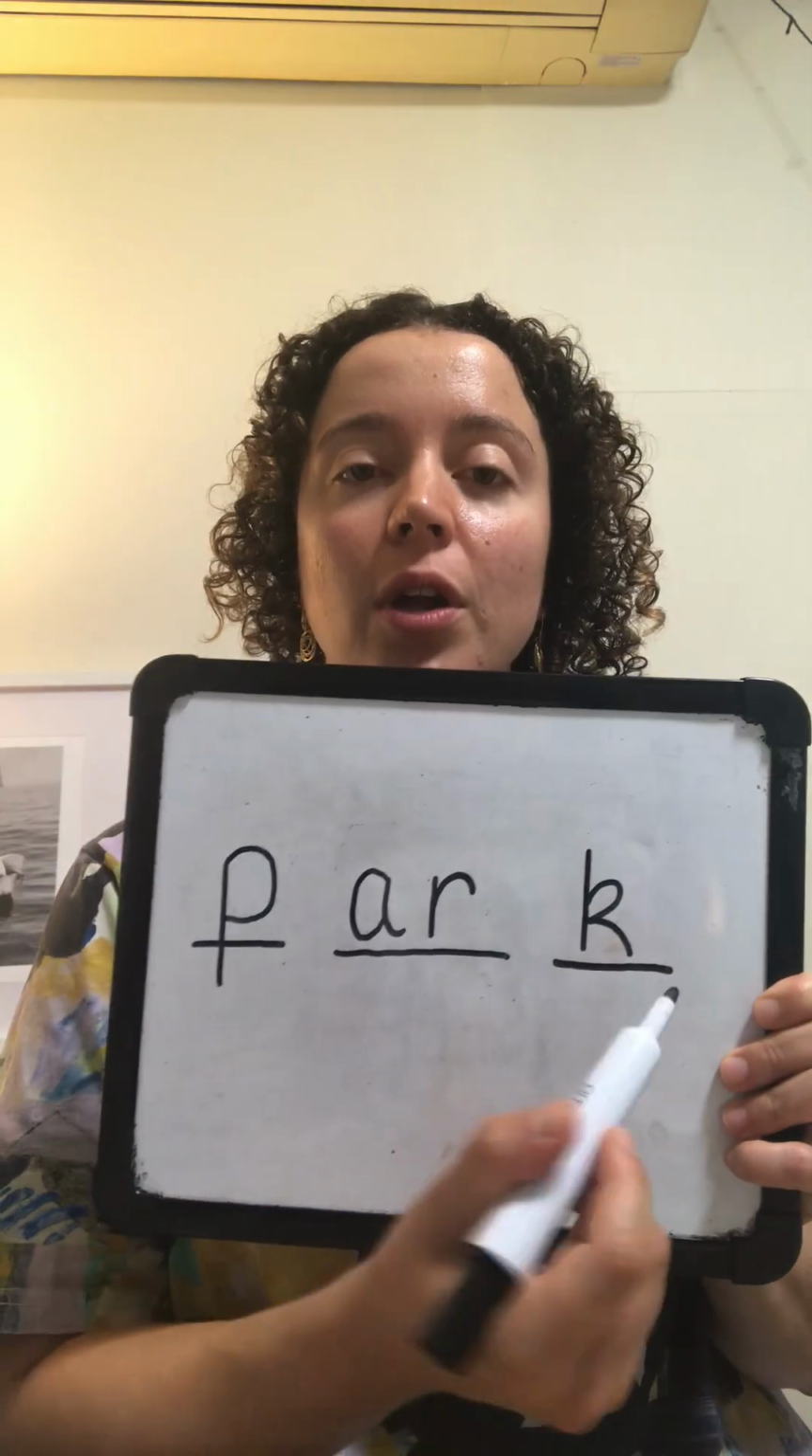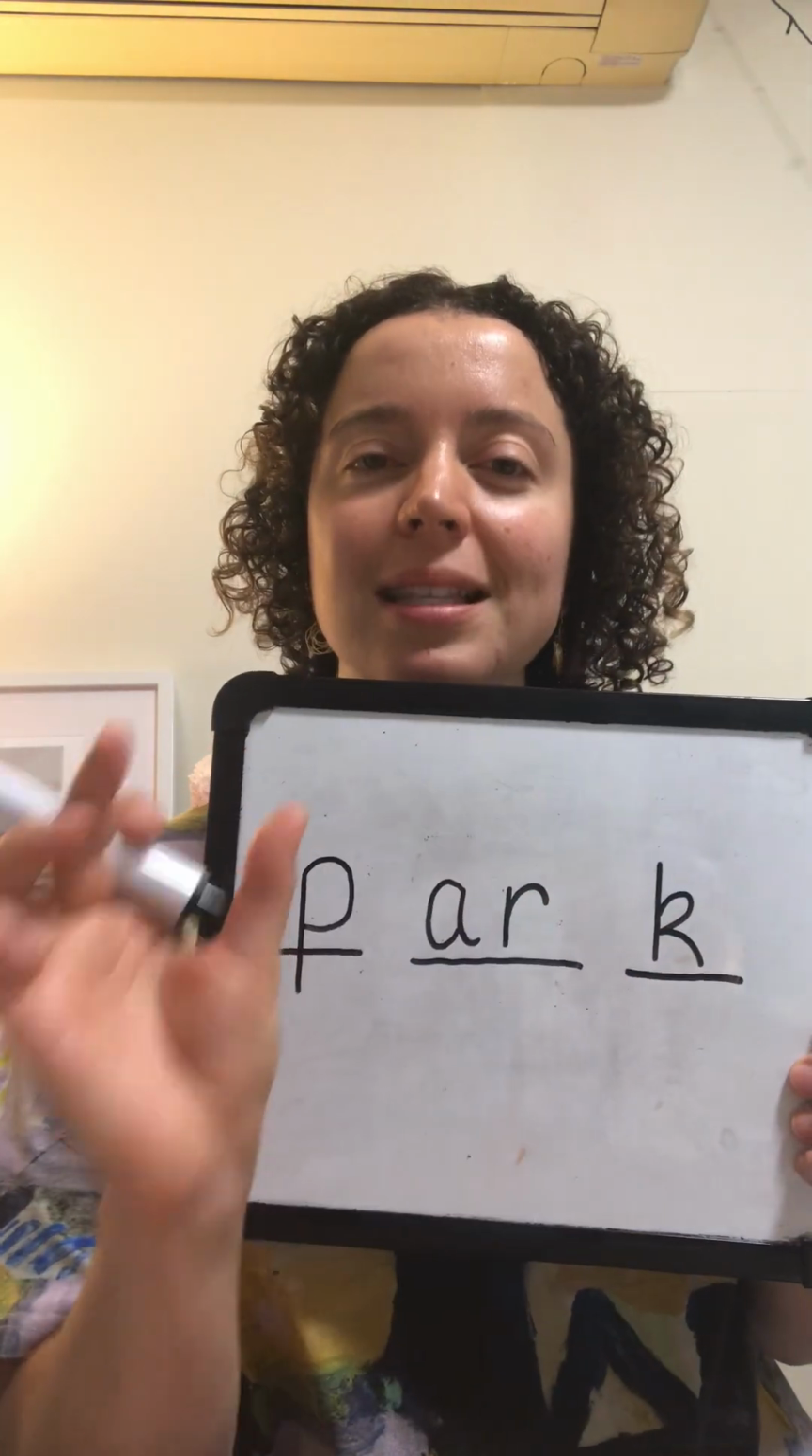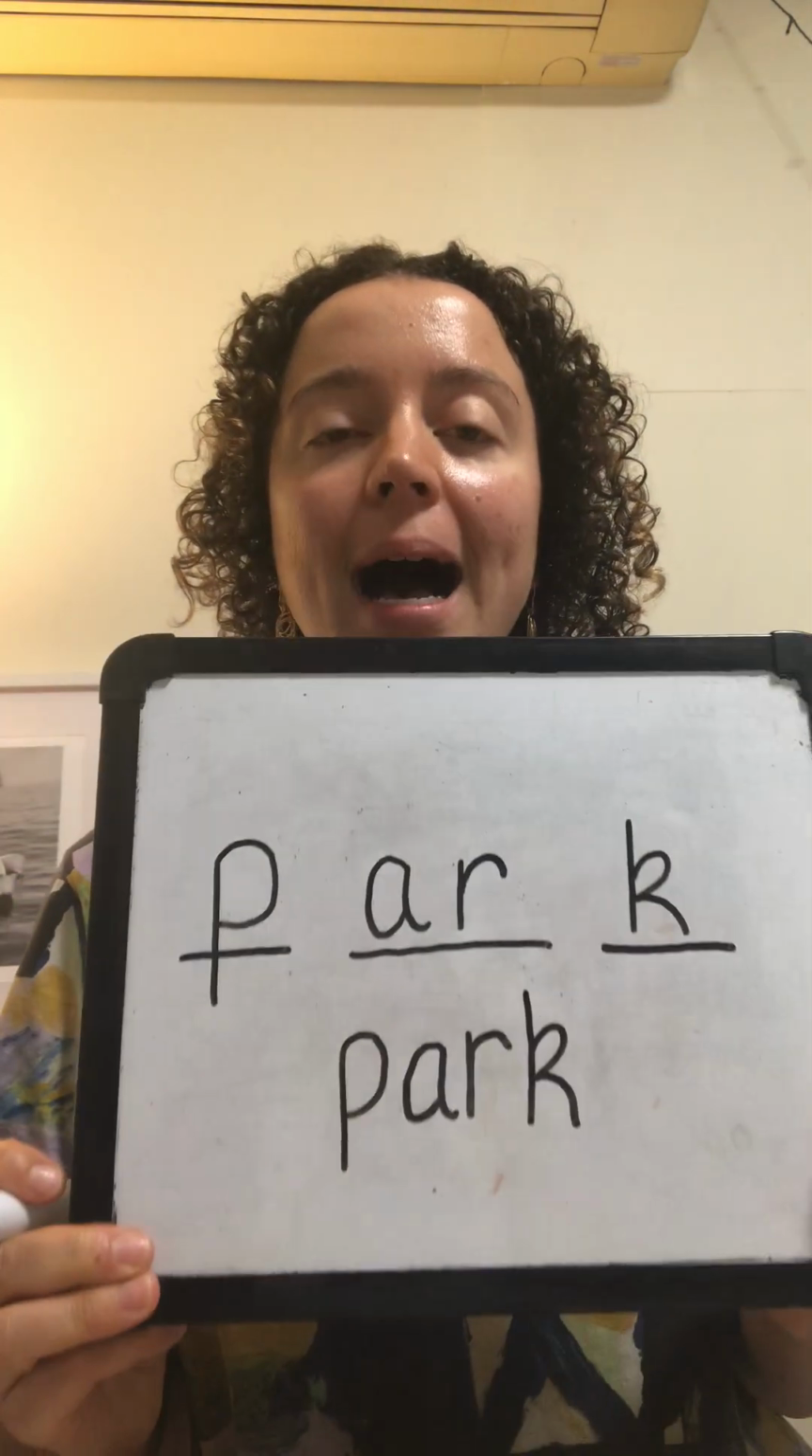I'm going to use a K. That's right. Park. So that's how we segment our words. We just separate those sounds so we can see clearly what sounds are in the word park. I'm going to write below for you the word park when it's not segmented. So we're going to blend it now. P-A-R-K, park. So we blended those sounds together to make our three-sounded word park.